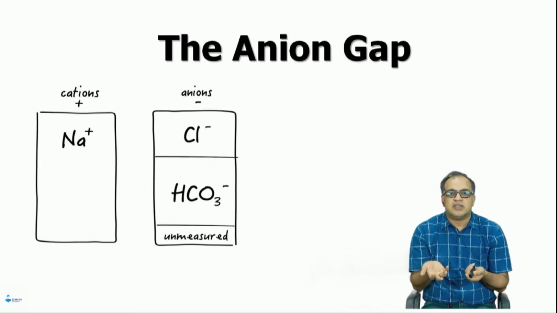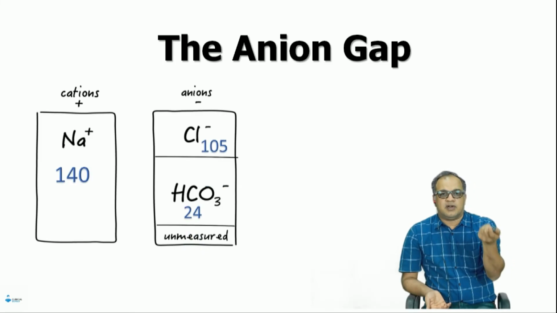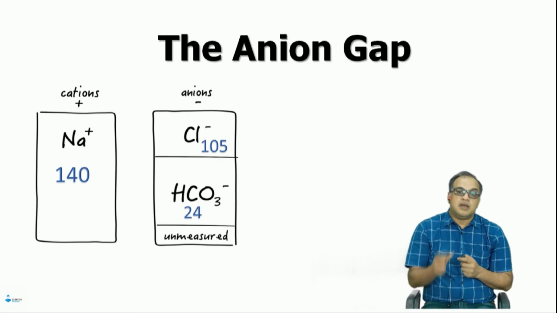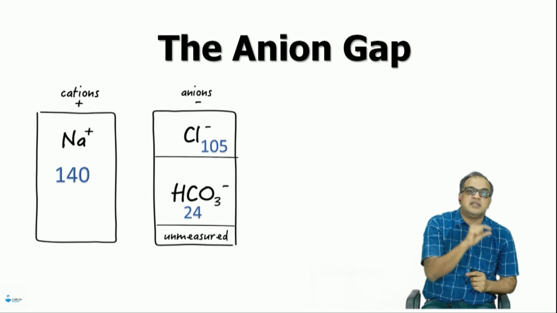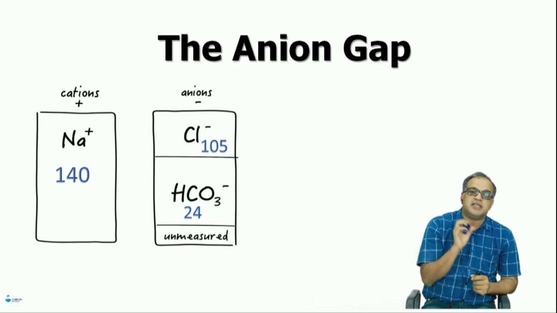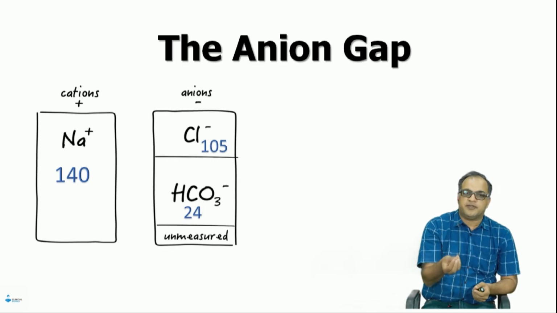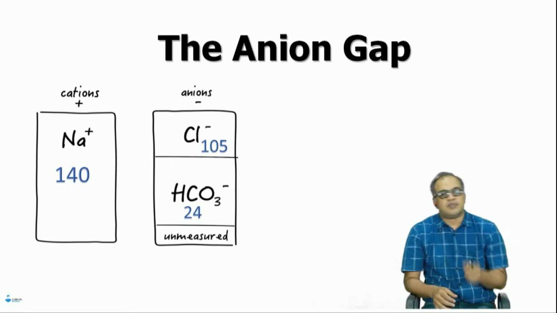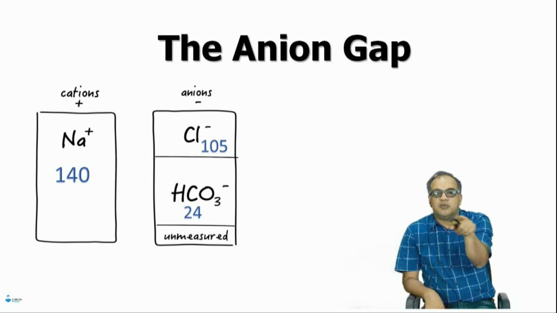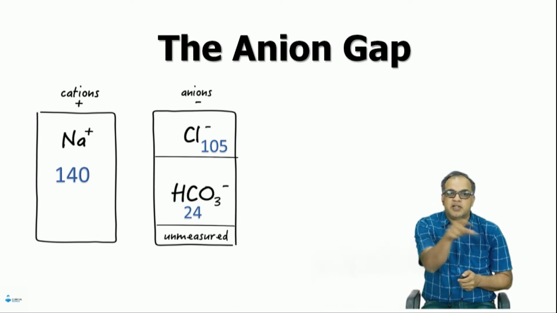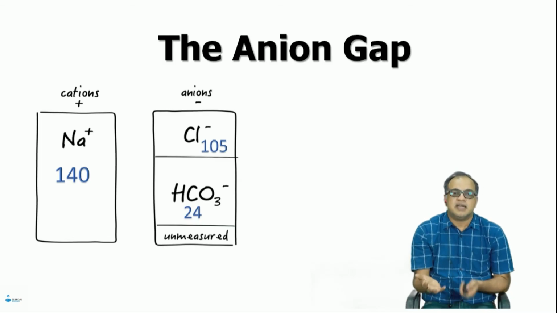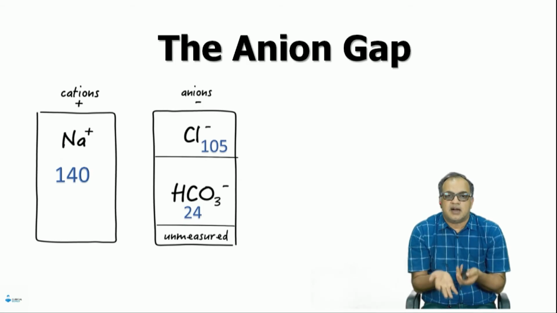What are the normal values of all these things? Sodium 140, chloride approximately 105, bicarbonate 24. But there is a difference between the numbers. This difference is unmeasured anions, very small anions like phosphate, like sulfate, like albumin. These are in a very small quantity, approximately 10 to 12, which adds to this equation to make it equal. So the difference between the cations and anions is called the anion gap. Anion gap is nothing but the number of unmeasured anions.